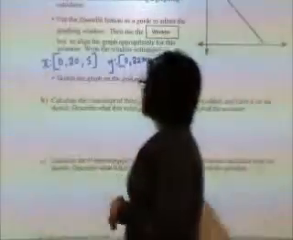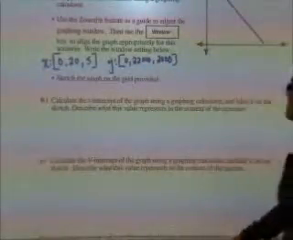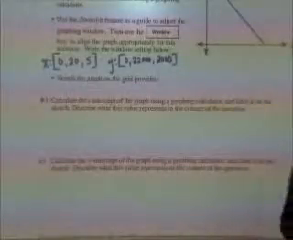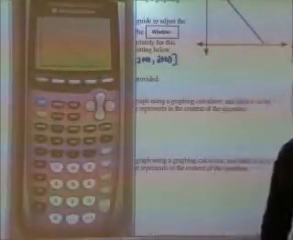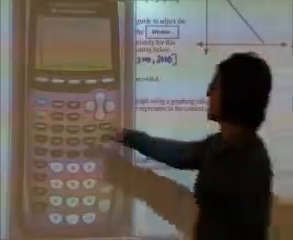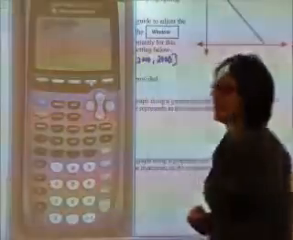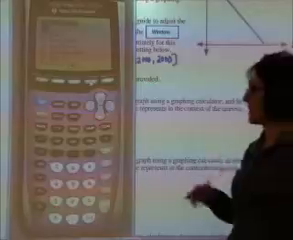Question B says calculate the t-intercept of the graph using the calculator. So the t-intercept, that's this one right here. How do I find the t-intercept? I'm finding the zero.